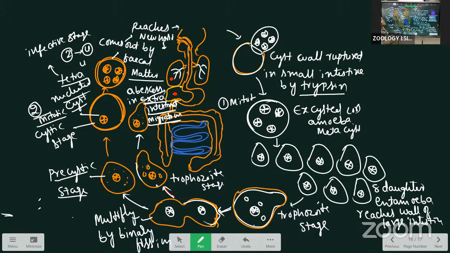Mostly in the life cycles, draw the diagram, then only you can understand. If you practice the diagram like this, along with the labeling, you can easily write the total life cycle. That's about the first one, Entamoeba histolytica.